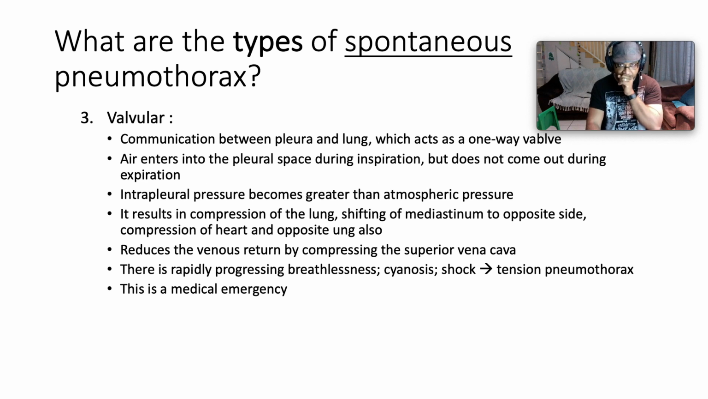Then the third type of spontaneous pneumothorax is valvular. Sorry about the typo here, but that's valve, right? So there's communication between the pleura and the lung, which acts as a one-way stop valve. So air essentially enters the pleural space during inspiration, but can't exit during expiration. As a result, the interpleural pressure accumulates and becomes greater than atmospheric pressure, and this results in compression of the poor lung, shifting of the mediastinum to the opposite side, compressing the heart and the opposite lung as well. It reduces the venous return by compressing the superior vena cava. As a result, there is rapidly progressive breathlessness, cyanosis, shock, and that leads to tension pneumothorax. This is, of course, a medical emergency, right?